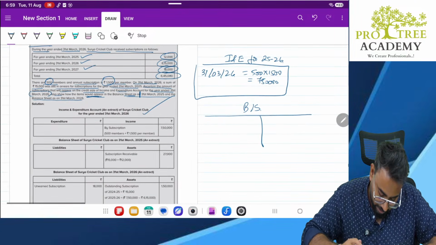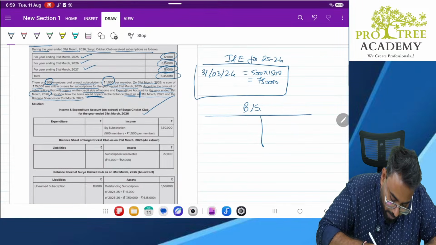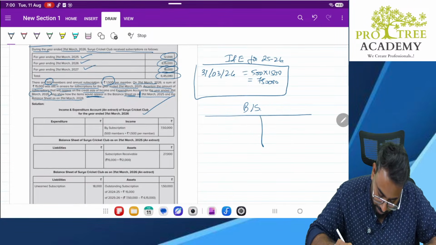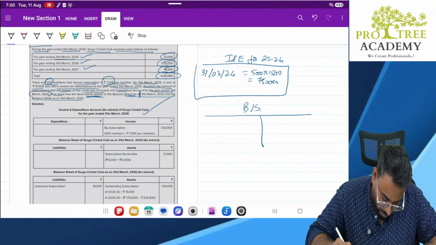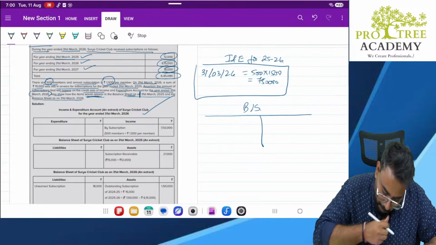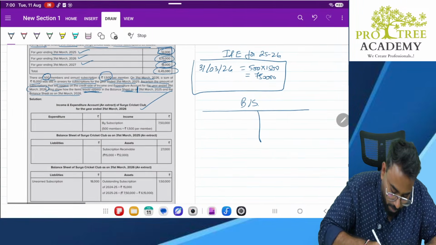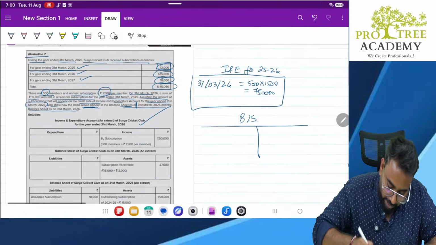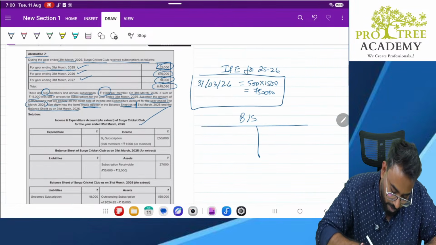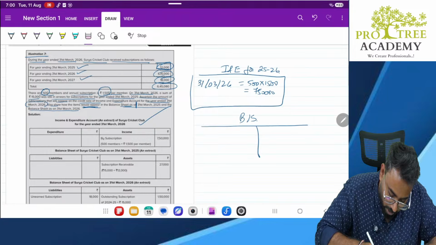If this is your balance sheet, then as on 31st March 2025, how much is receivable? How much is receivable? 12,000. See, for the year ending 31st March 2025, my receivable was, I'll explain it to you, listen to me carefully.